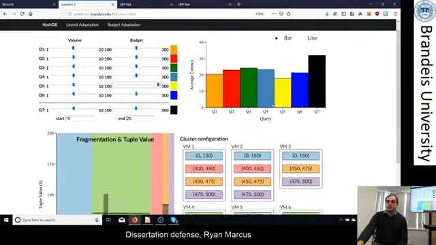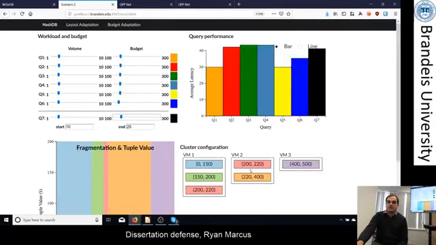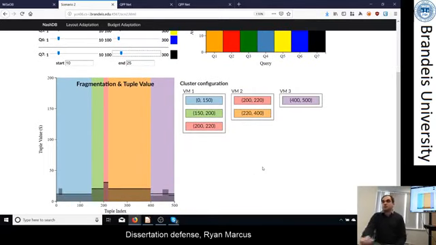NashDB also handles elasticity. So for example, if we have very few queries, and they're not very valuable, then instead of before where we had almost 9 virtual machines, NashDB will only create 3. And this is because NashDB is directly balancing the value of the workload to the user with the cost that the user has to pay for the cloud.